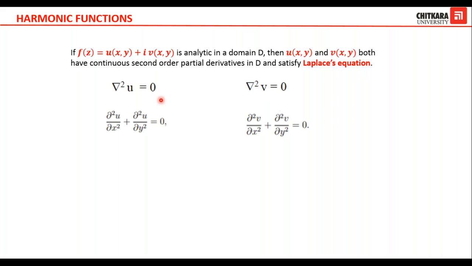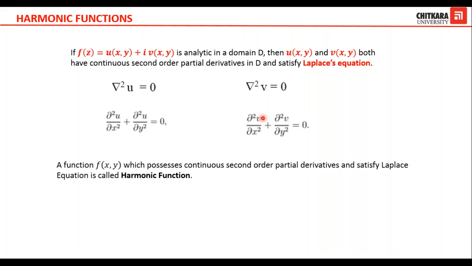So the Laplace equation is del square u by del x squared plus del square u by del y squared is equal to zero, and del square v by del x squared plus del square v by del y squared is also equal to zero. So both u and v, they will satisfy the Laplace equation, right? Now let's see what is the next thing. So a function f, which possesses continuous second order partial derivatives and satisfy Laplace equation, is called harmonic function.